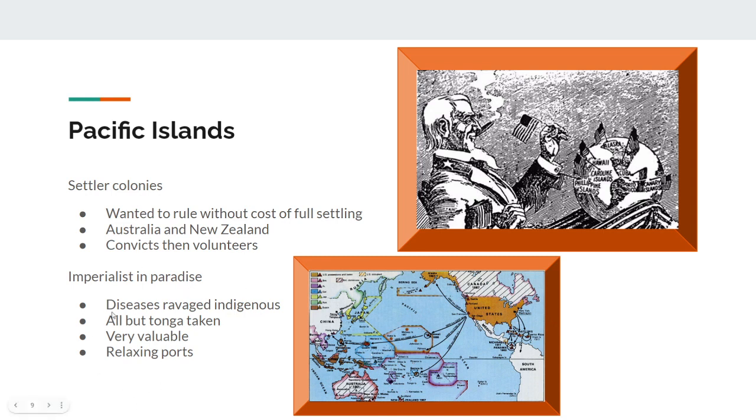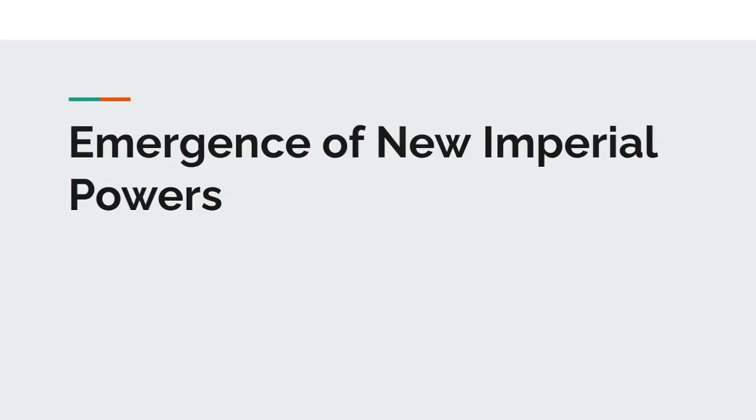Imperialists in paradise. While the imperialists were enjoying their new tropical islands, the diseases had ravaged the indigenous peoples that were there. All but the island of Tonga was taken, and they started to see the value in these islands, and it made them kind of like relaxing ports along someone's trip, where you could drink and have your ship fixed while you're relaxing on an island.